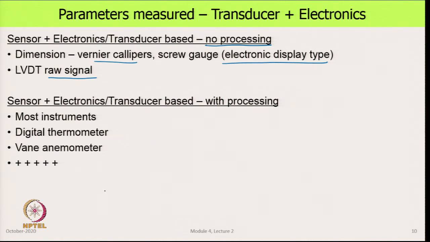And then the fourth category, which is the most prevalent category, everything is pretty much like this these days, is that you have a sensor, there is electronics and transducer, and there is processing with or without manual intervention. So, in this category, as I said, almost all instruments come in here. An example is, say, the digital thermometer, that is the clinical thermometer. There was a sensor in it which measured the temperature, there was electronics inside it which converted it to a temperature, and then we had a display which was read manually.